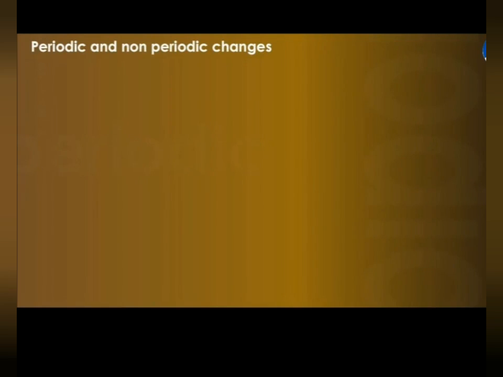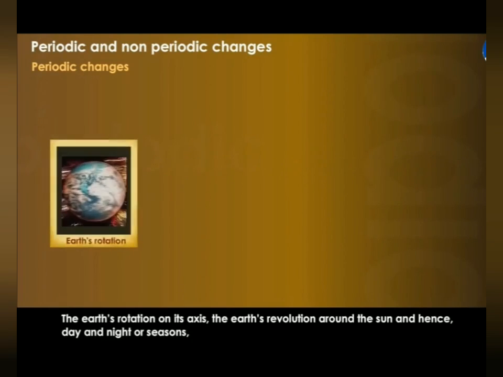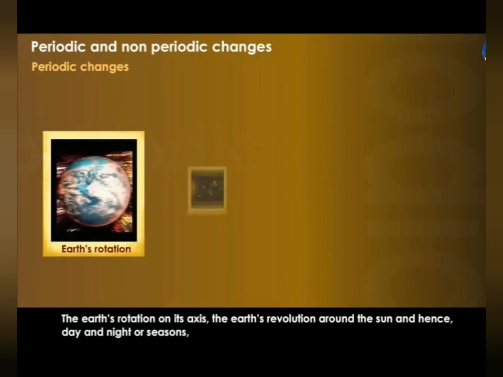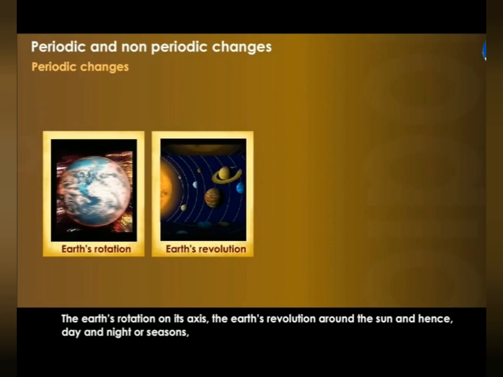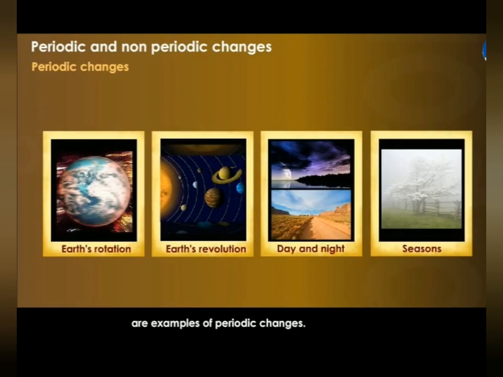Periodic and non-periodic changes. Periodic changes are events that repeat themselves after a certain amount of time and whose occurrence can be predicted. The Earth's rotation on its axis, the Earth's revolution around the Sun, and hence day and night or seasons are examples of periodic changes.